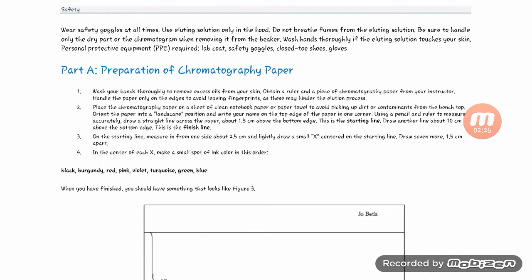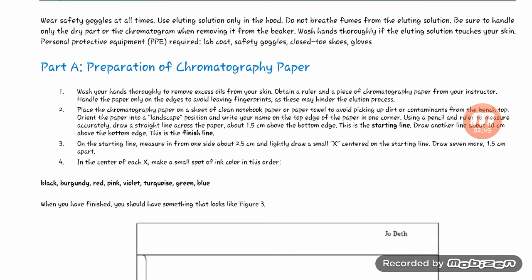So first is preparation of the chromatography paper. Wash your hands thoroughly to remove the excess oil from your skin. Obtain a ruler and a piece of chromatography paper from your instructor. Handle the paper only on the edges to avoid leaving fingerprints, as these may hinder the elution process. Place the chromatography paper on a sheet of clean notebook paper or paper towel to avoid picking up dirt or contaminants from the bench top.